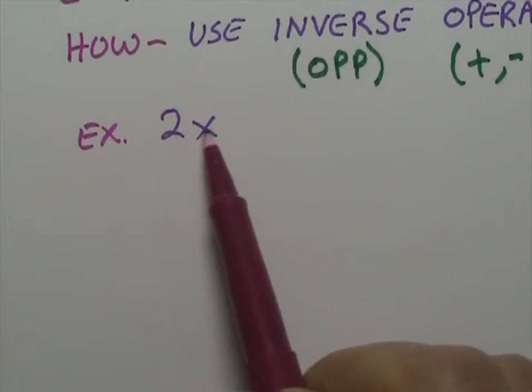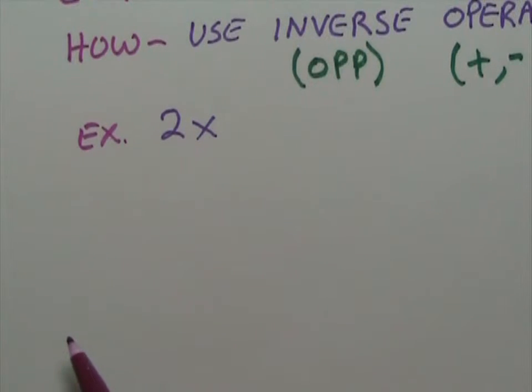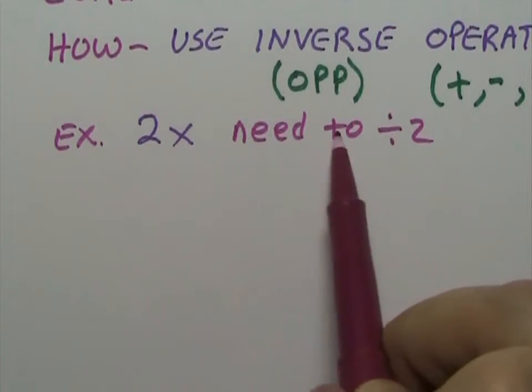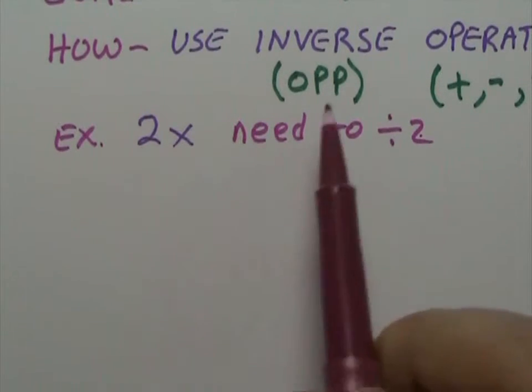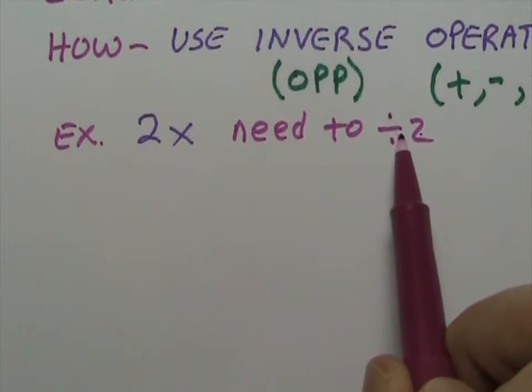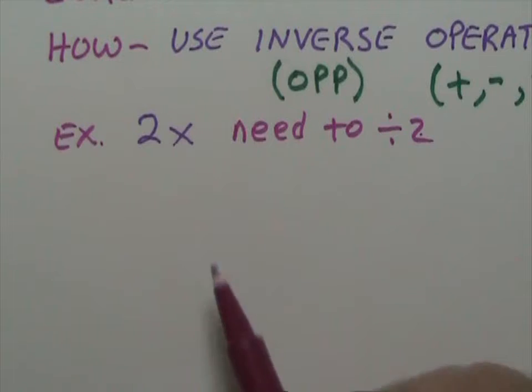Before we get any more equations, let me just show you a quick example. If I have 2x, 2 being the coefficient, that's 2 times, so I need to divide by 2. See, I have to do the opposite of times. That's 2 times x. I would have to divide by 2.